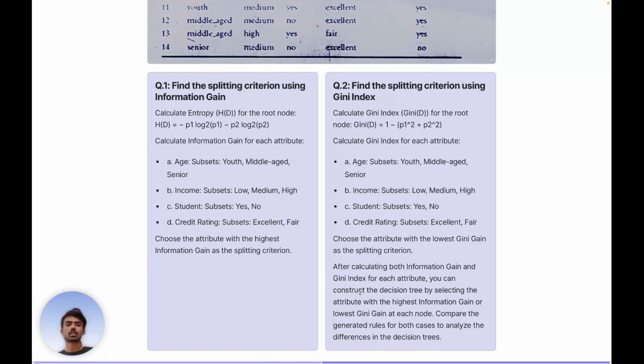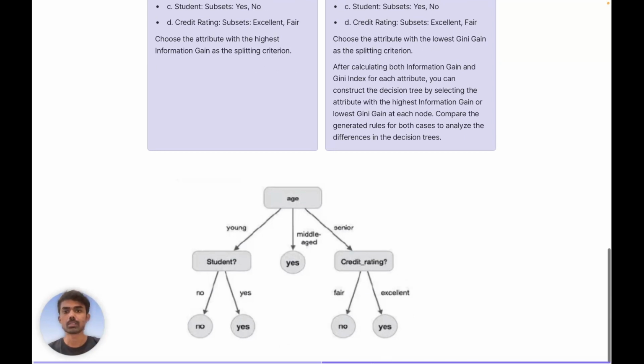Now, after calculating both information gain and Gini index for each attribute, you can construct the decision tree by selecting the attribute with the highest information gain and the lowest Gini index at each node. Compare the generated rules for both cases to analyze differences in the decision tree. And here we have the decision trees.